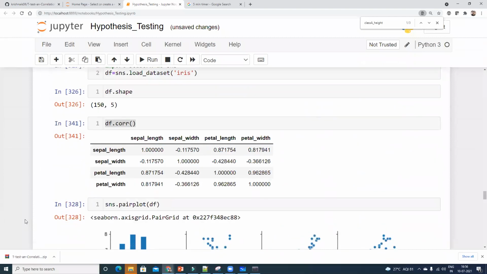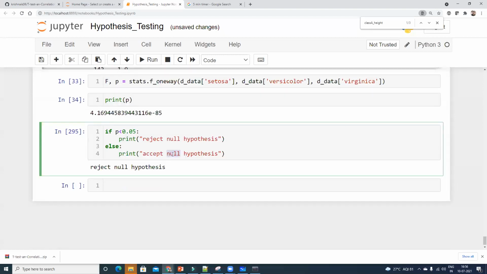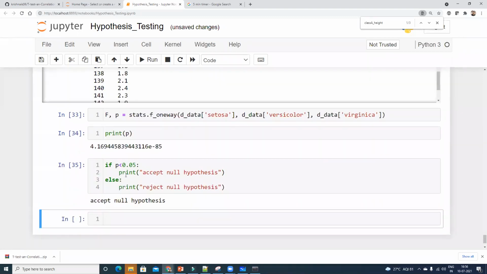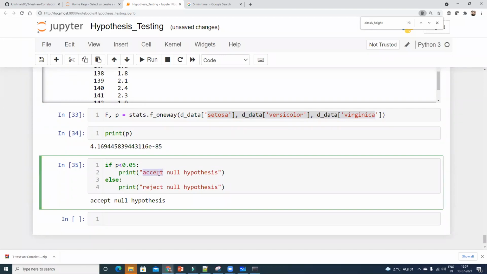Just a second. Clear? Yes, everybody, I hope you are following me, right? So we are trying to compare the groups within all these things. Sorry, this will be reject and this will be accept. I'll tell you why I did reject and accept. Just a second.